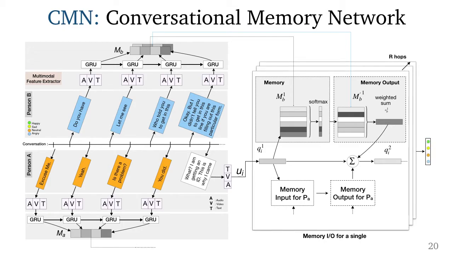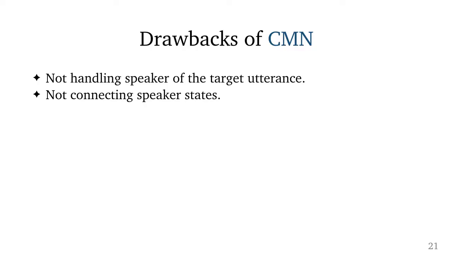Once you do it multiple times, for the final output you send it to the softmax for the classification. So basically, this is just a memory network. You maintain memory for both person A and person B. You send an input, and you do attention over both the memories to model the context. Then once you have that, you send it for the classification. As simple as that. Now, there are many drawbacks here.